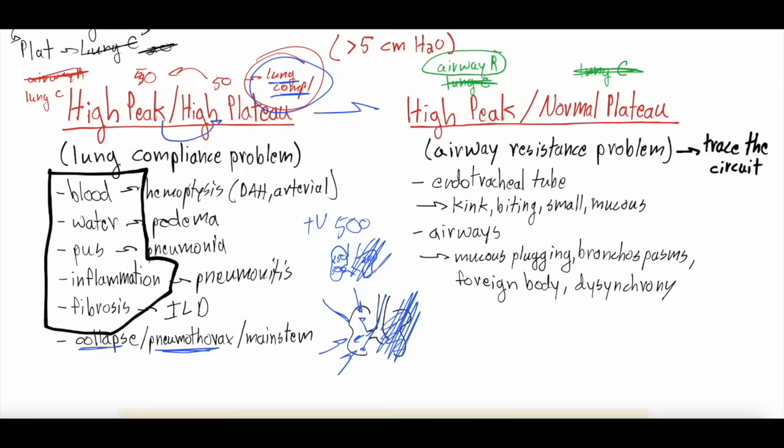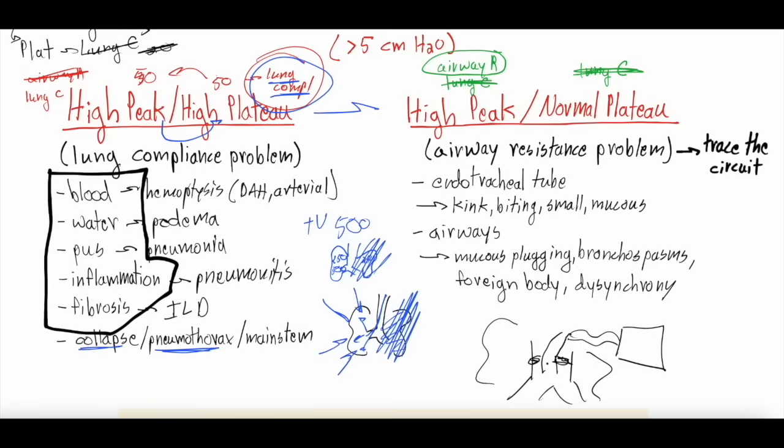And anytime you have an airway resistance problem, what you want to do is trace the circuit, I call it. Because remember what we said. You have a ventilator, and you have ventilator tubing. And that tubing then attaches to the endotracheal tube, right? And that endotracheal tube is going into the lungs, into the trachea. The endotracheal tube has a balloon here and a balloon here, and it is creating a closed circuit for your lungs. So if you have airway resistance, that does not just mean airway.